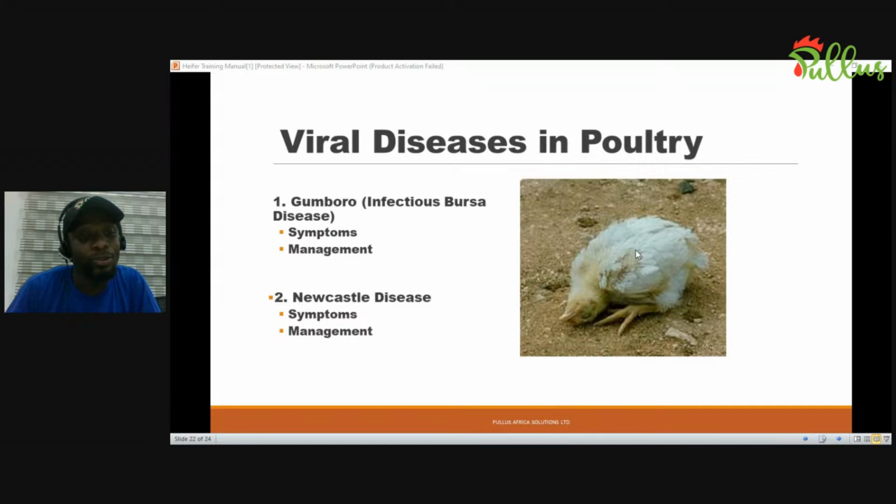Another thing you should note is that Gumboro has a very quick incubation period, which means the period between the infection entering their body and the disease starting to happen is just between 2 to 3 days. So within a short period of time, if you see these symptoms, the whitish diarrhea and high mortality, you could say that you're dealing with Gumboro. Another one is ruffled feathers, especially around the neck and the head. When you see that, you can also suspect Gumboro.